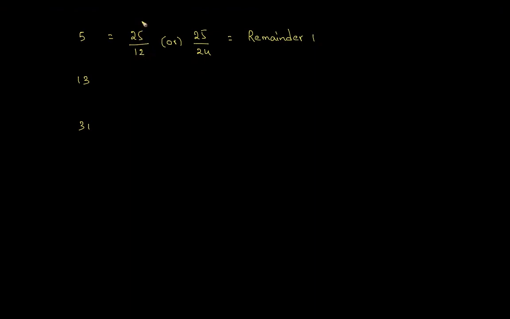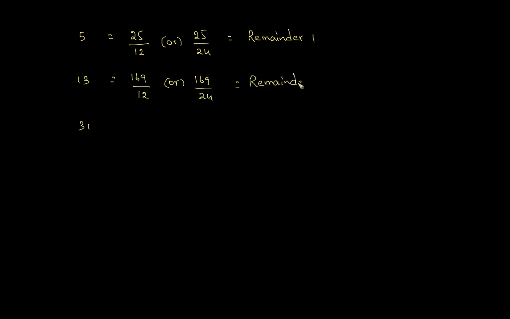12 2s are 24, right? Remainder is 1. 24 1s are 24. Yes, remainder is 1. Right. We will check another one. 169 by 12 or 169 by 24. Check it. Are you getting remainder 1 or not? Yes. 12 14s are 168. So remainder 1. 24 7s are 168. Yes, remainder 1. You are getting the remainder 1.